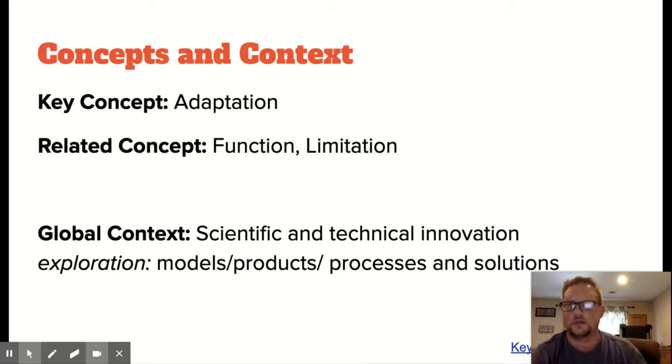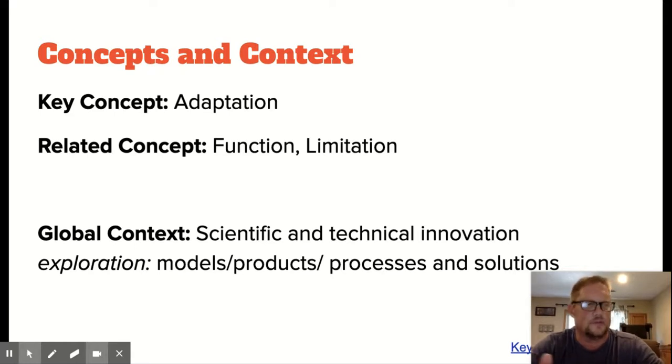So adaptation, you can see in the beginning of that word that there's another word, to adapt. Remember that adapt means to change as you go, much like this school year, right? We are adapting to a different learning mode than face-to-face to start out here. But adaptation means to be able to change. Our related concepts that we're certainly going to be incorporating also are function and limitation.